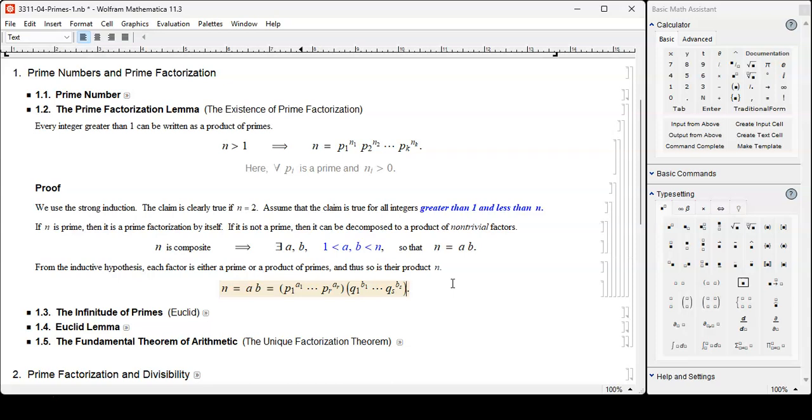And then there may be some duplicate primes, so we can combine those and simplify. Whatever. In any case, we successfully wrote n as a product of primes. And is that what we wanted to prove all along? Yes, indeed. We wanted to prove that for arbitrary n, so we set up the inductive hypothesis and we got it done.